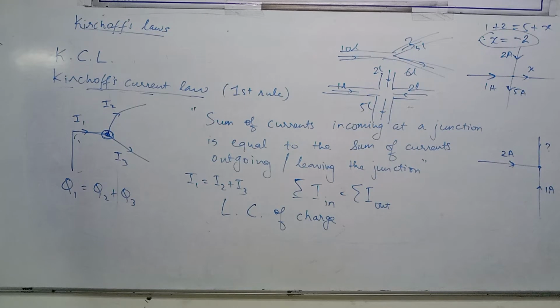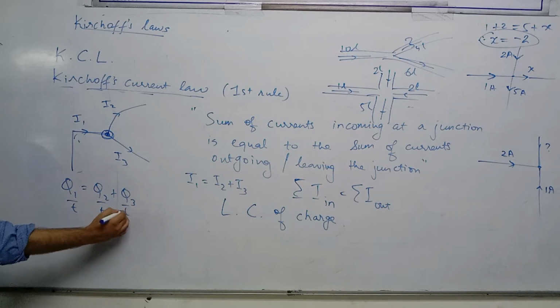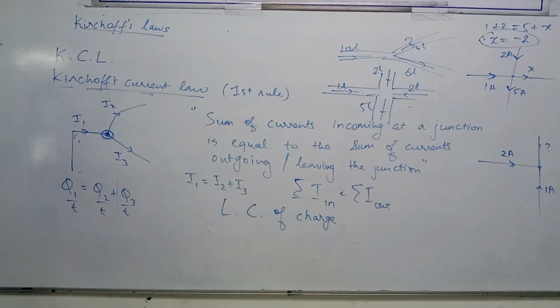I'm giving you just 30 seconds to write down whatever is on the board if you have not done it yet. So we get Q1 equal to Q2 plus Q3 and then we can divide it by some time and that will give you current. Again, this is a simplistic explanation but it works. There is nothing wrong with this explanation.